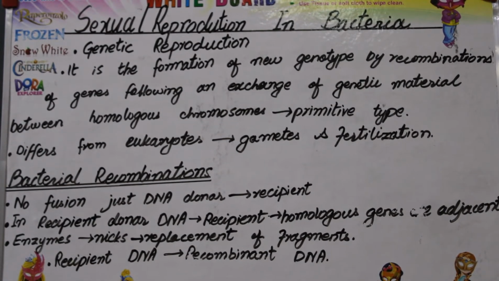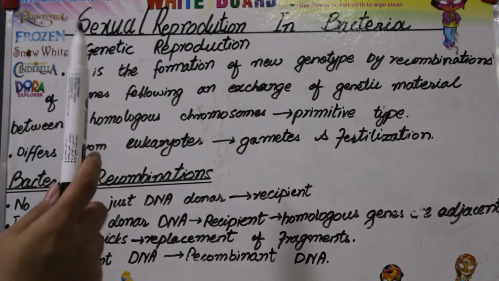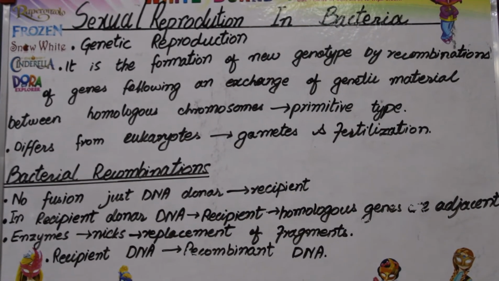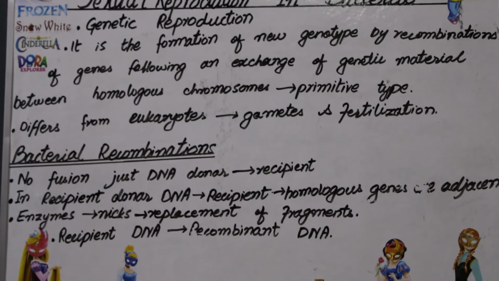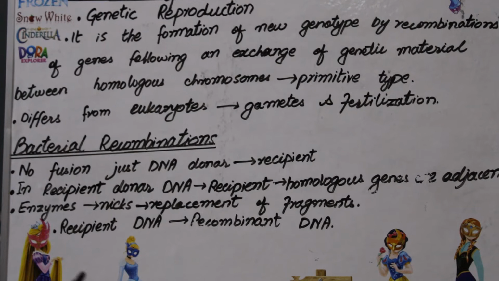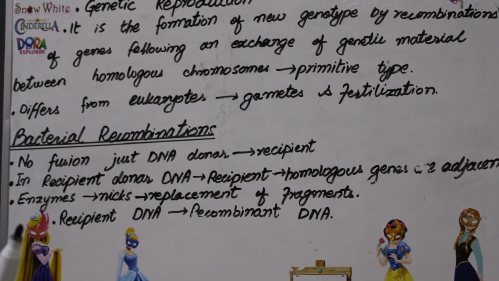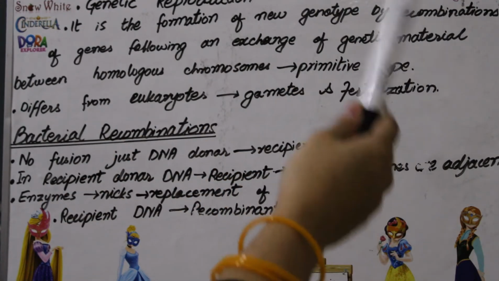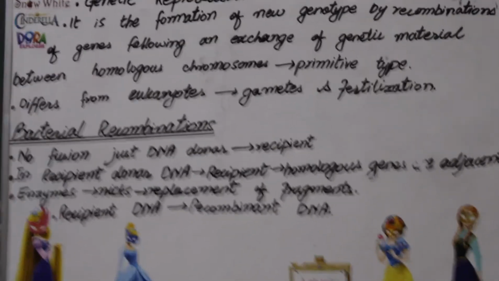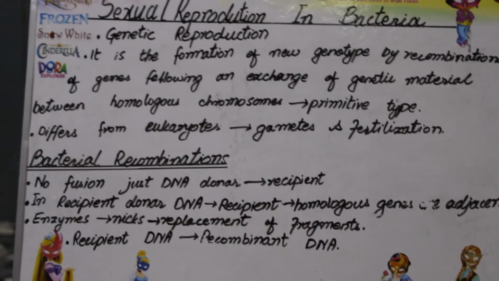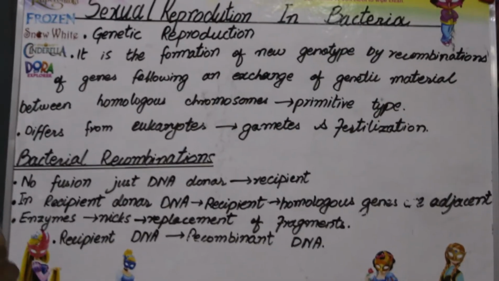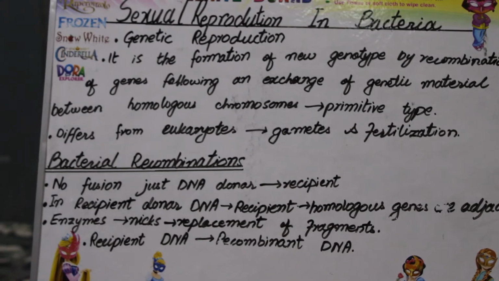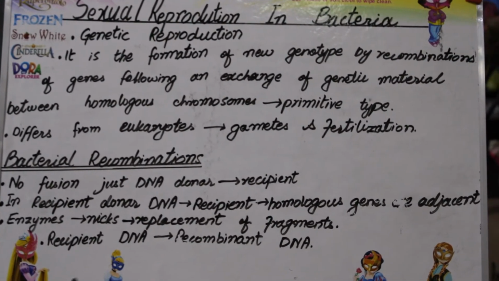So it is that type of reproduction in which there is formation of new bacterial cells, with new genetic recombination through the exchange of genes, through the exchange of genetic material. After the exchange of the genetic material, a new recombination takes place, and we see new types of genotypes. New genotypes come into existence, and in this way the new individual gets new, recombinant characteristics of the two parents which participated in this process. So this is known as sexual reproduction.